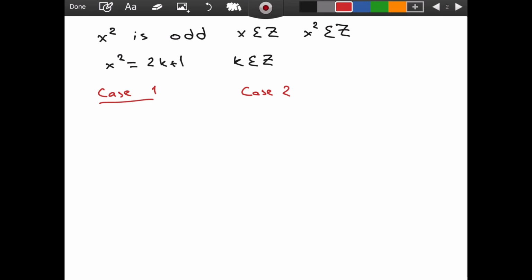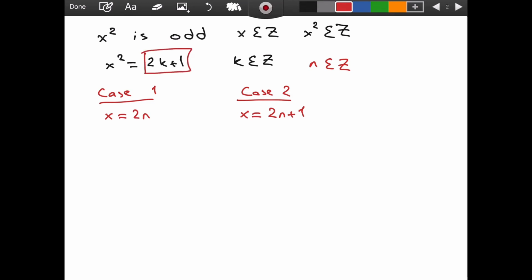First case will be where x is equal to 2n. And n is an integer, again, surprise, surprise. So in this case, I consider that x is an even number. And in the second case, I consider that x is an odd number. I will start with these two ideas and I will square them and then I will see whether or not I can get a form 2k plus 1.